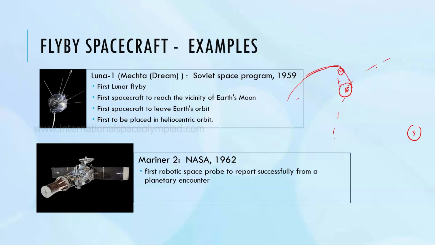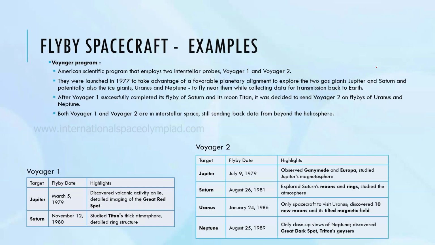Okay, the second one is Mariner 2. That is the first robotic space probe to report successfully from another planet. Okay, it's a Venus probe, and it is the first robotic space probe to fly by a planet, not a moon. It was in 1962 by NASA. The first Luna was by the Soviet space program, that's Russia, USSR basically. At that time, it was not the usual Russia, it was actually the USSR.